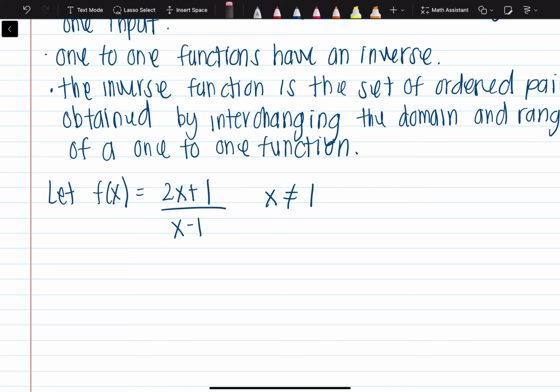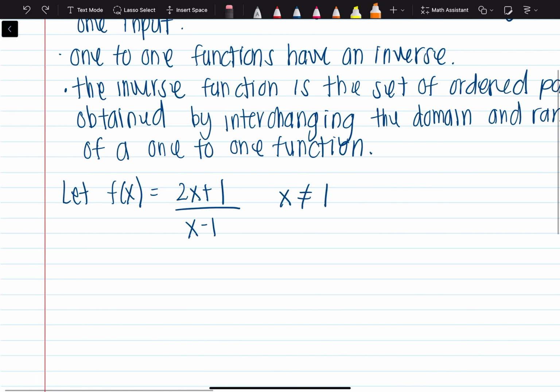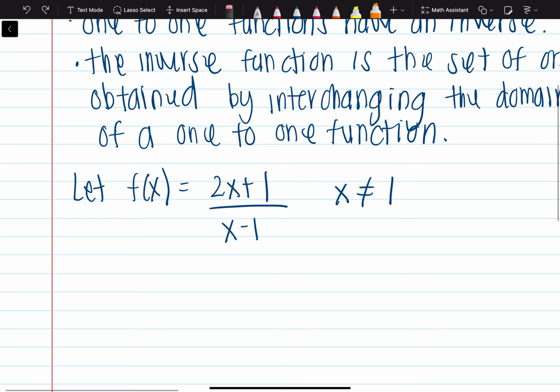Now, in this function, we know that x cannot equal 1, and remember that comes from our domain. Here, if I substitute in a positive 1 there, my function will no longer be defined. So that is given to us from the start, right? The domain is x such that x cannot equal positive 1.